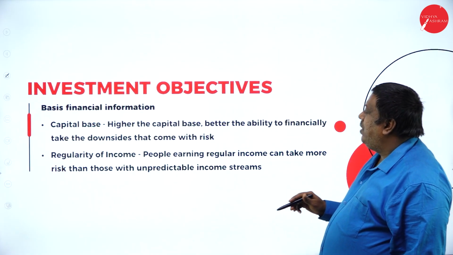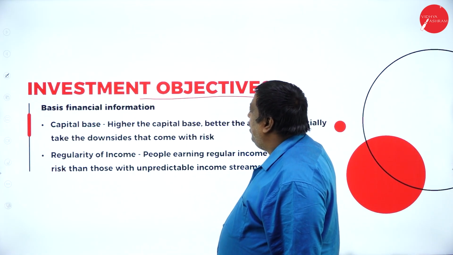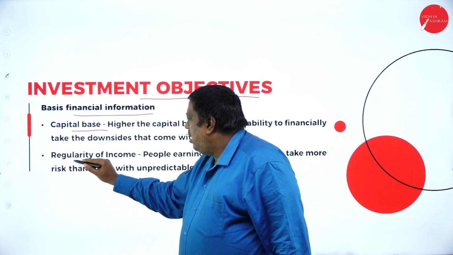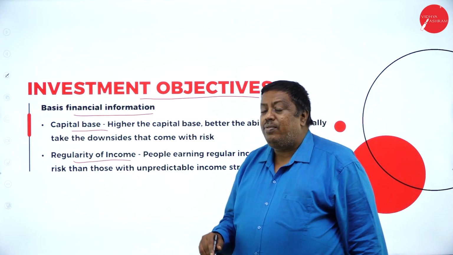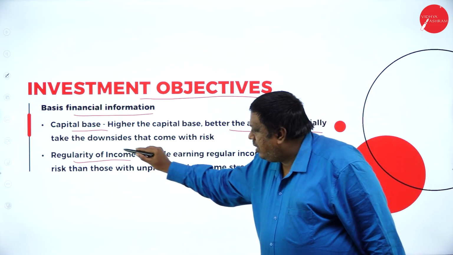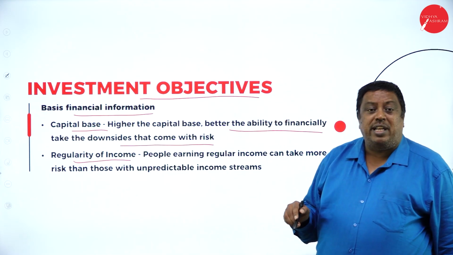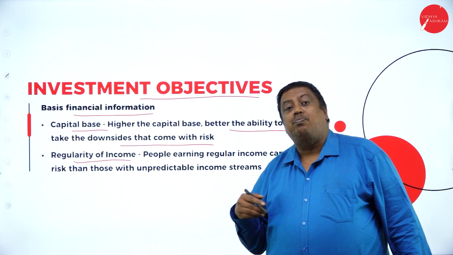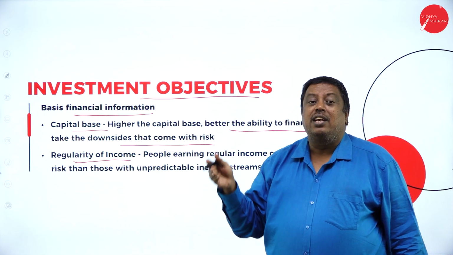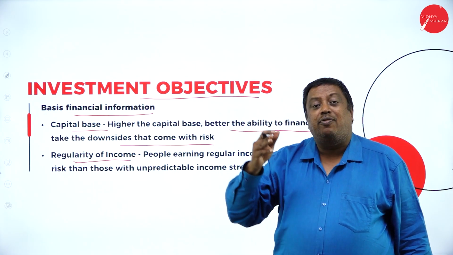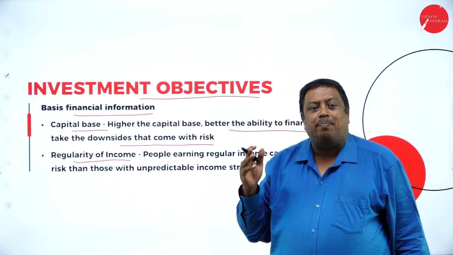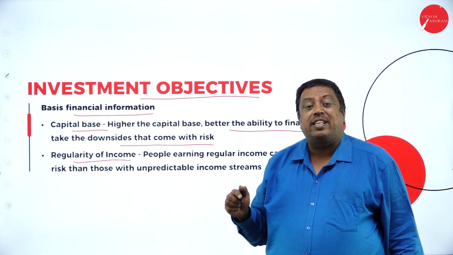So next one we have here, investment objectives based on the financial information: capital base and the regularity of income. Now, the higher the capital base, the better the ability to financially take the downside that comes with risk. It means that the more money you invest in the market, even though there is a downfall, you can manage that. If it is your own money, that's fine. If you have borrowed the funds from the market, then it is going to be very difficult for you to get back that amount or to face certain risks here.